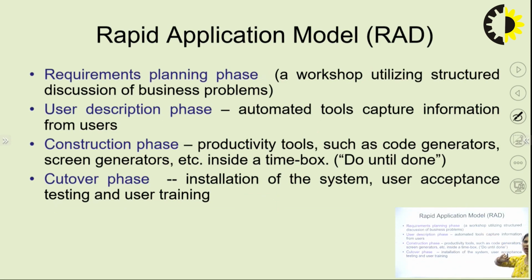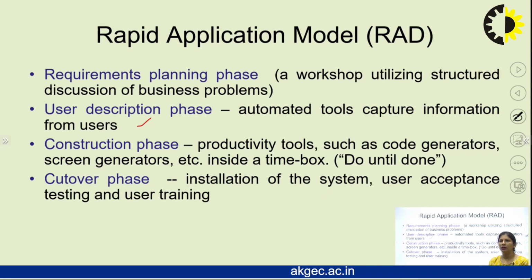Planning phase, we all have worked upon it, like the workshop utilizing structured decision making to solve the problems. Then the description phase, where automated tools will be used to capture the information from the user. Then coming to the construction phase, that means some of the tools such as code generator and screen generator are to be used for making a construction, or for producing, or I will say for making a system.